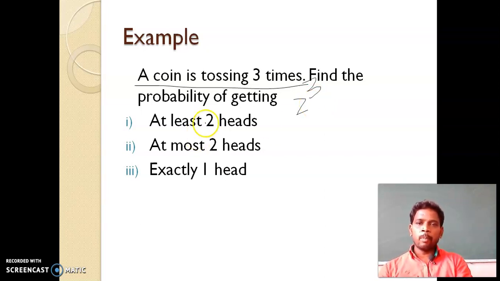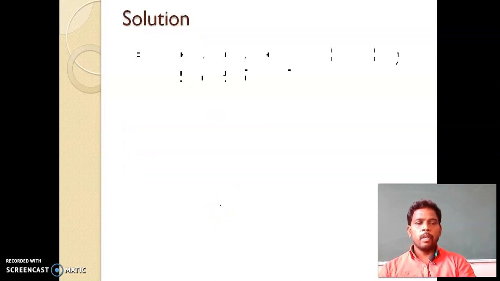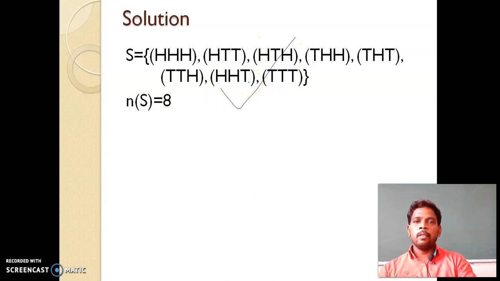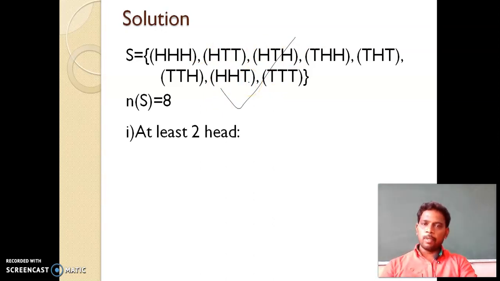Now we are going to find the probability of these 3 cases: at least 2 heads, at most 2 heads, and exactly 1 head. So three events are given, you can take E1, E2, E3. Look at the solution now. These are the possible outcomes when you are tossing 3 coins at a time. How many outcomes are there? 1, 2, 3, 4, 5, 6, 7, 8 outcomes, so n of S equals 8. Now we are going to find the answer for the first question.